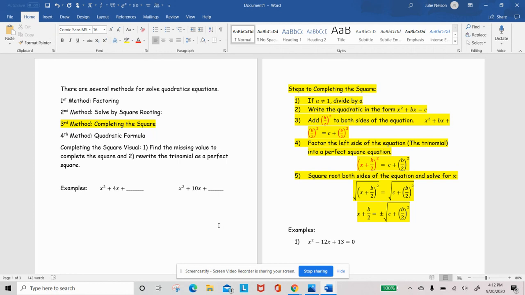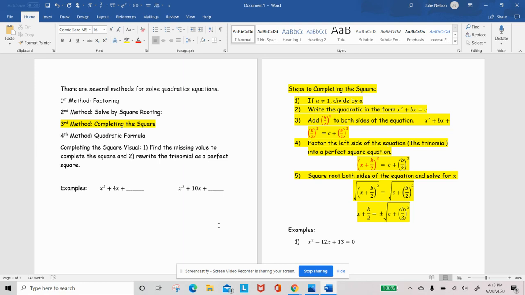Completing the square basically is, if you were to visualize it, if you had a partial square, how many pieces would you need to complete it so that it would be a perfect square? And remember, a perfect square is when all sides are equal, right? So if it's 4 long, then it has to be 4 tall. If it's 5 long, it has to be 5 tall.